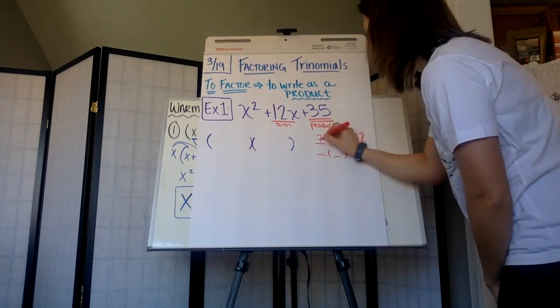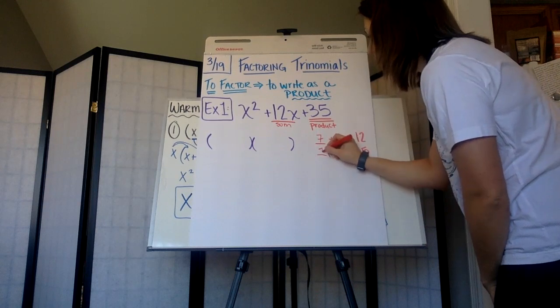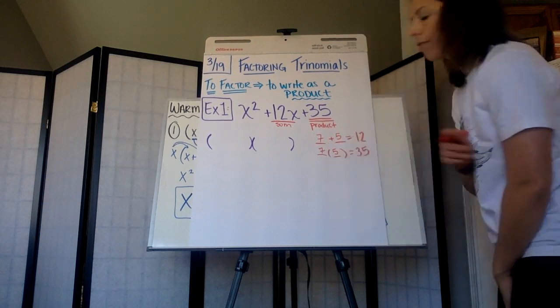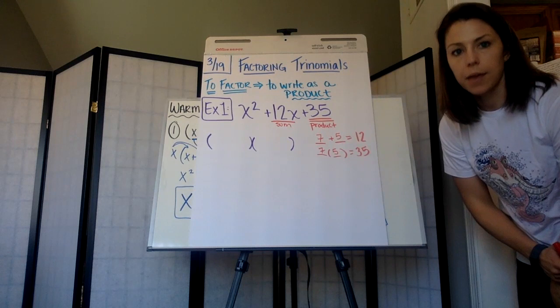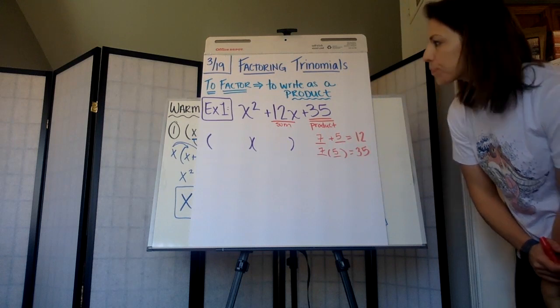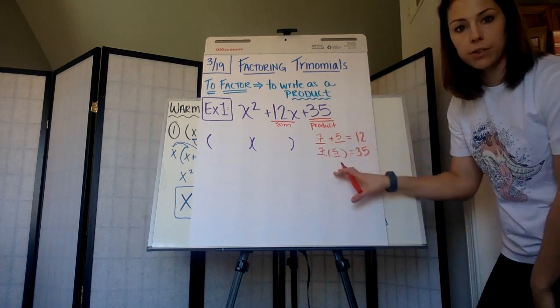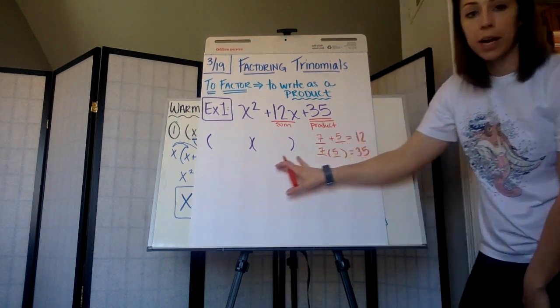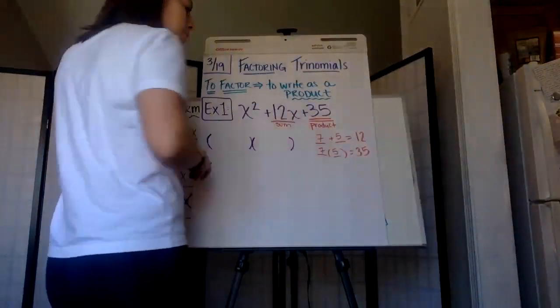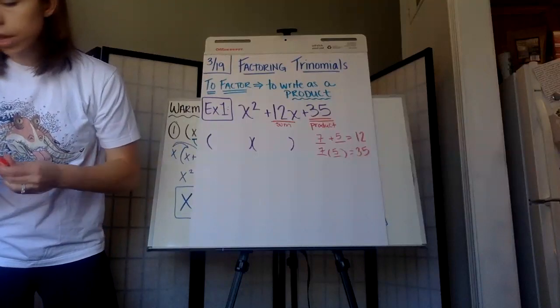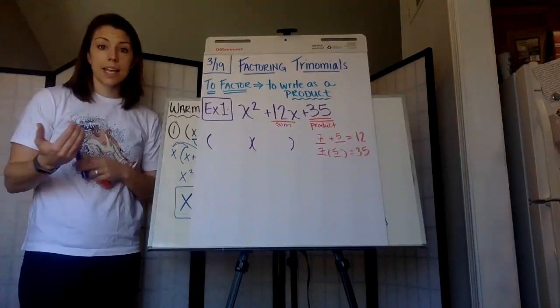So I'm just going to put those off to the side so that we know 7 and 5. Now you're probably thinking, what on earth is going on? We're going to take what we just found and put it into two binomials. Go back over here. So, ready? Here we go. Think about it like this.